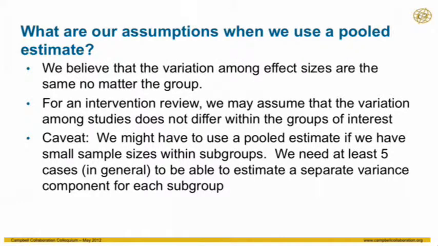So the caveat here is we can run into some practical issues if we go with the last approach. If we assume that each of those subgroups has its own variance component, and we end up in a situation which is common because we don't usually have massive numbers of studies.